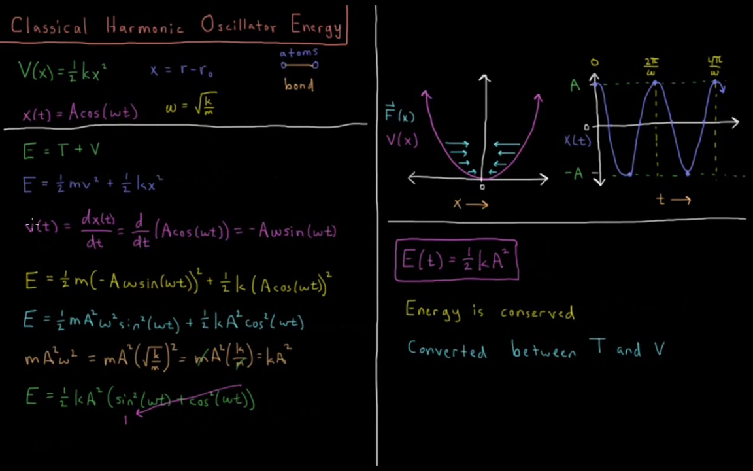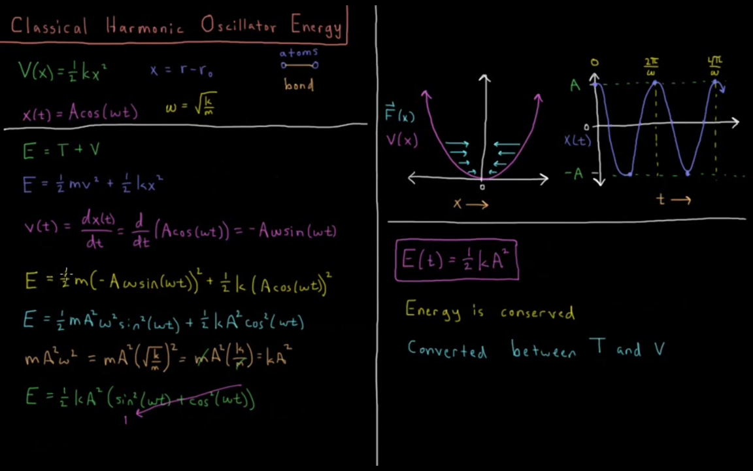All right, so velocity, v of t, is the first derivative of position with respect to time, dx of t dt, which is equal to the derivative with respect to time of our trajectory function, A cosine omega t. The time derivative of A cosine omega t is minus A omega sine omega t. So we can substitute that in, and in the potential energy function we can substitute in x of t for x, to get what our energy is as a function of time.